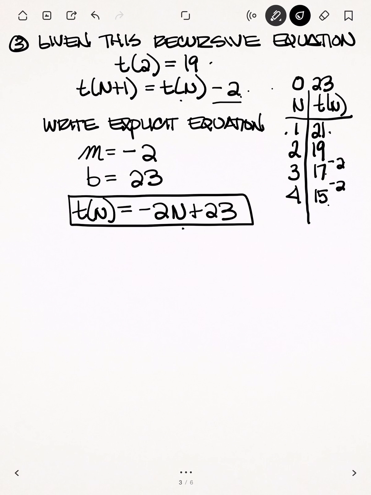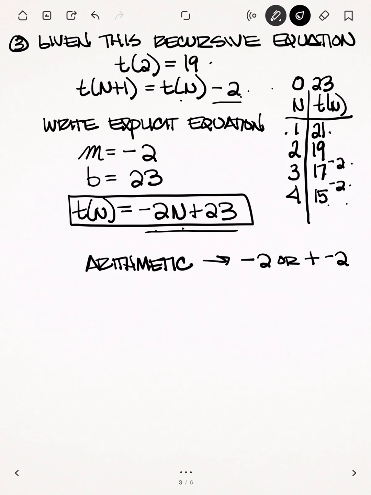Now, the next part it asks, is this an arithmetic, geometric, or neither sequence? Well, since we're subtracting 2 each time, and you can also look at your equation. This equation is in the form y equals mx plus b, so it's linear. So therefore, we have an arithmetic sequence. And the reason why is because we are subtracting 2 or we are adding a -2 to get to the next term.